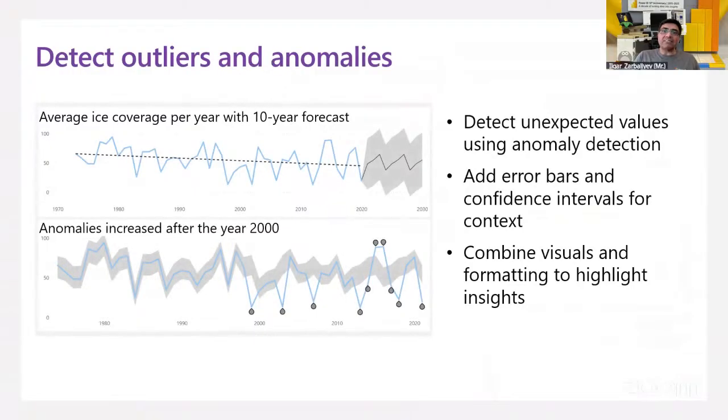Let's look at a concrete example of anomaly detection in action. The chart you see on the screen shows average values per year, along with a 10-year forecast. Power BI anomaly detection has flagged that anomalies increased noticeably after the year 2000, visible here as highlighted points that fall outside the expected range.